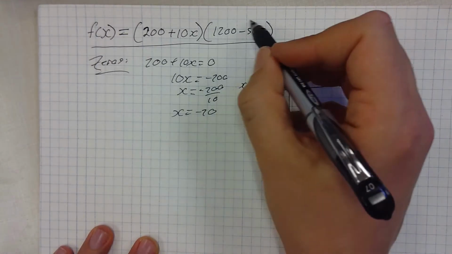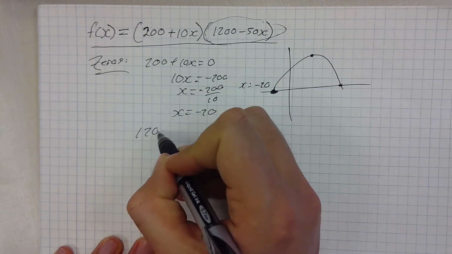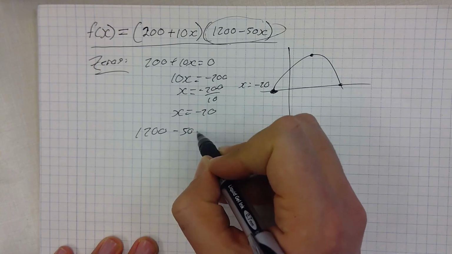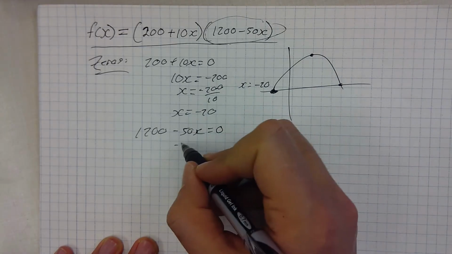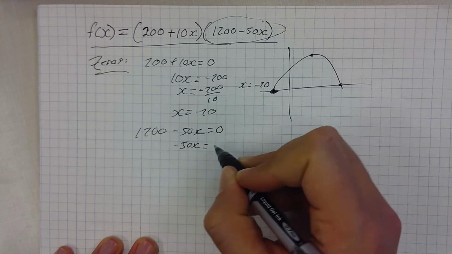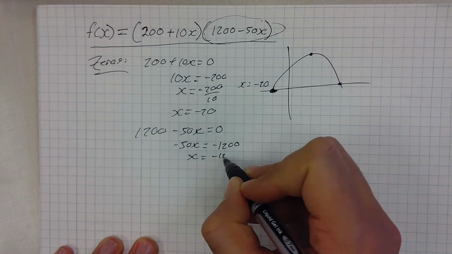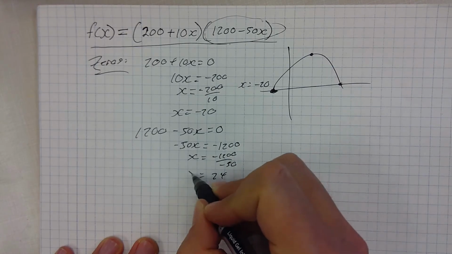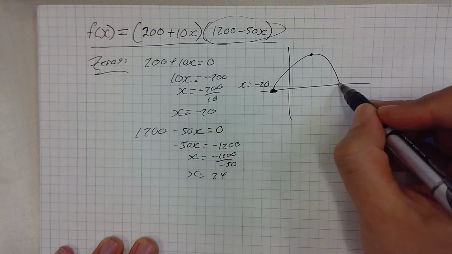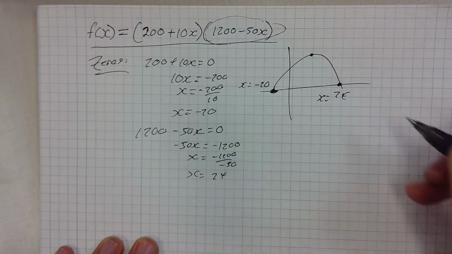My second zero is going to come from this equation over here: 1200 minus 50x must be equal to 0, which means that negative 50x must be equal to negative 1200. And so x would be negative 1200 over negative 50, and that's going to give me 24. Okay, so over here x is equal to 24.